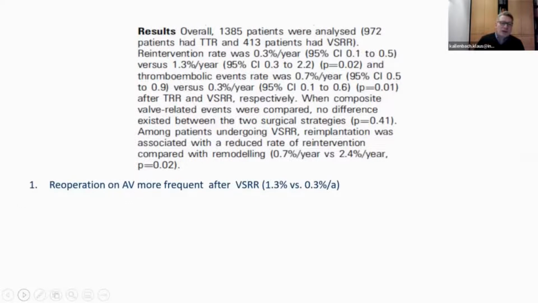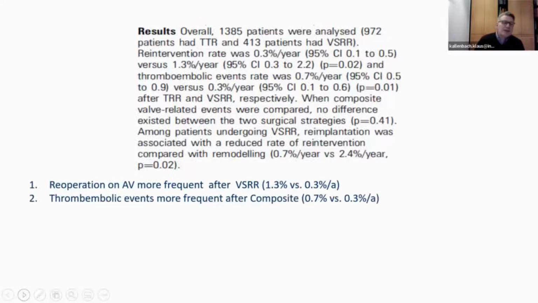So when taken together, in this meta-analysis, there are more reoperations on the aortic valve after valve sparing procedures. These are 1.3 operations versus 0.3 operations with a Bentall per year. The thromboembolic events, on the other hand, are much more frequent after composite replacement, after the Bentall operation, where you have most of the time a biological or mechanical valve, and at this age actually a mechanical valve.